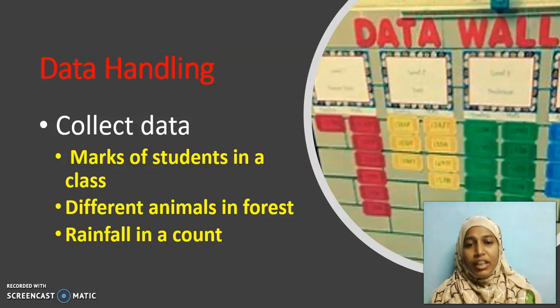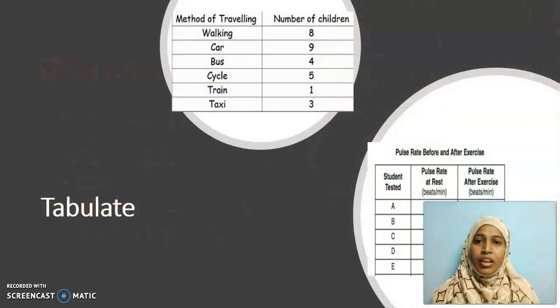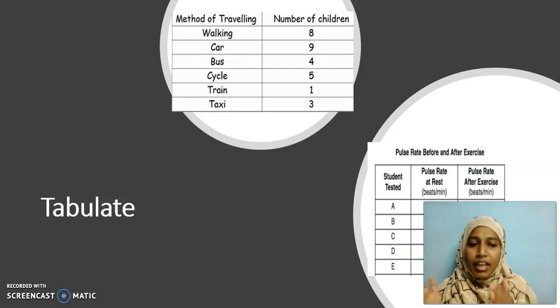Okay. After collecting data, what will we do with that data? Yes, we will tabulate the data. If it is scattered data, we will not be able to analyze what we get from that data. So, we sit and tabulate it, as your teachers, as we all do. We get the marks from each and every subject and we maintain a register. All these are in the form of a table.